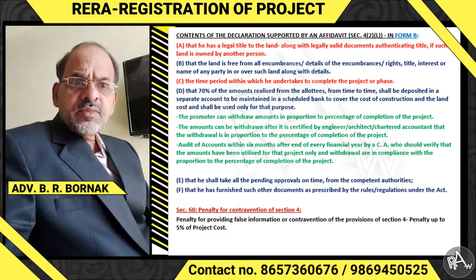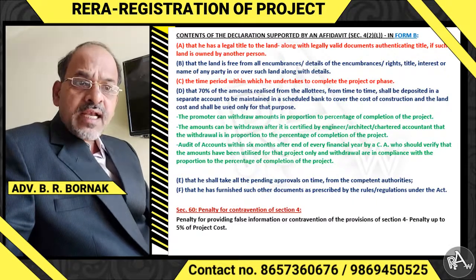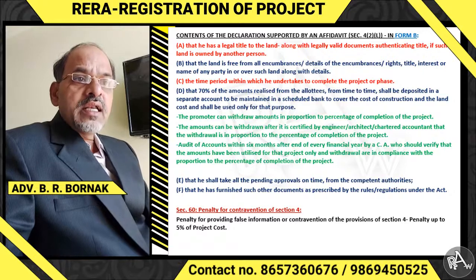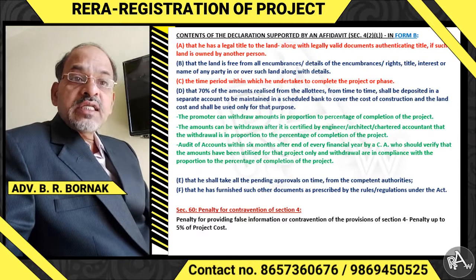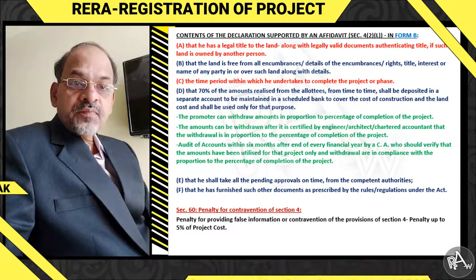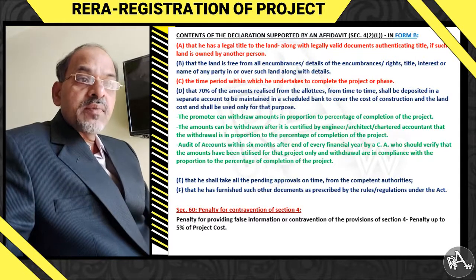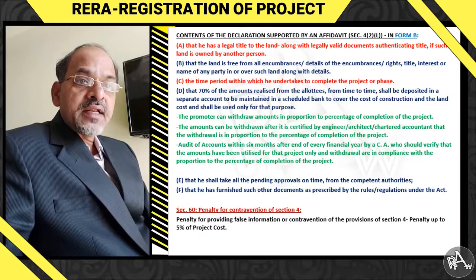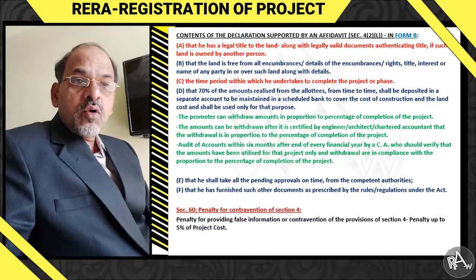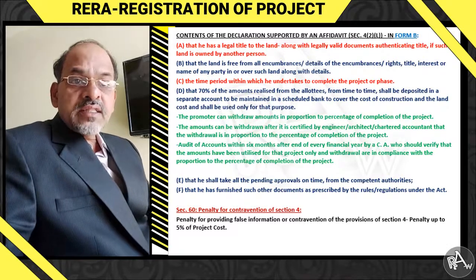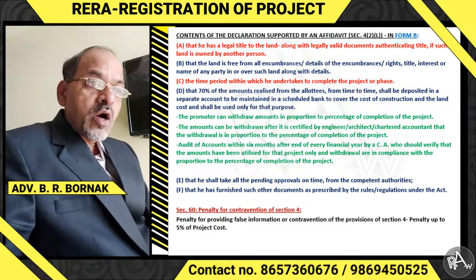The contents of the declaration are that he has a legal title to the land, along with legally valid documents authenticating title if such land is owned by another person; that the land is free from all encumbrances, or details of the encumbrances, including rights, title, interest or name of any party over such land, along with the details. Then the time period within which he undertakes to complete the project or phase.